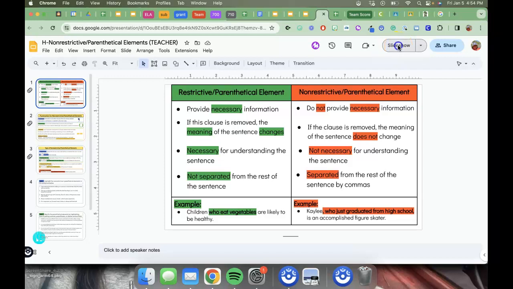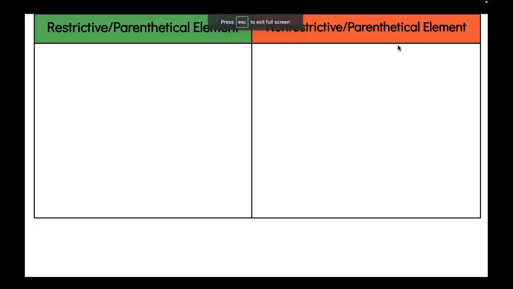For activity H, we are going to practice looking at parenthetical elements and deciding if they are restrictive or non-restrictive. So this is just another way that phrases and clauses can be put into sentences. Sometimes they're necessary and sometimes they're not. And the way that you'll figure it out is if they're necessary, they change the meaning of the sentence. So we're going to look at some definitions and then we'll look at some examples.